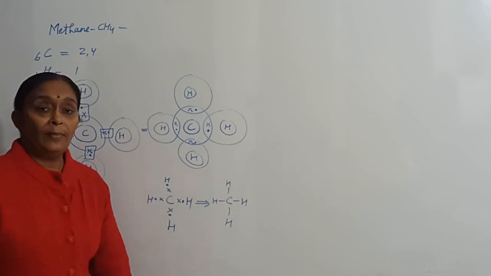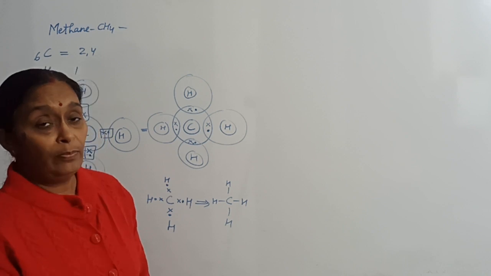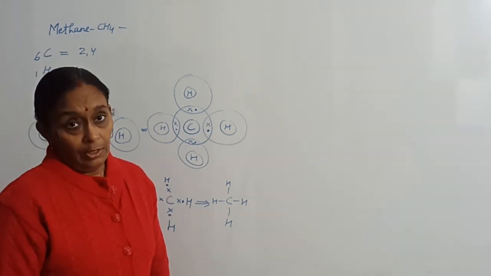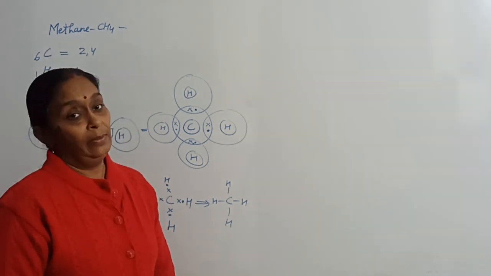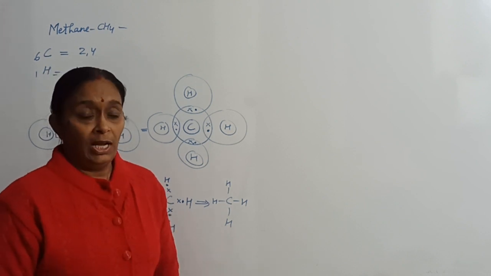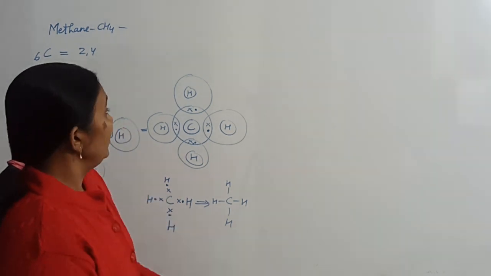So you can say carbon is tetravalent. Tetravalent means its valency is 4. It can form 4 bonds with 4 different atoms. So this is the methane molecule.